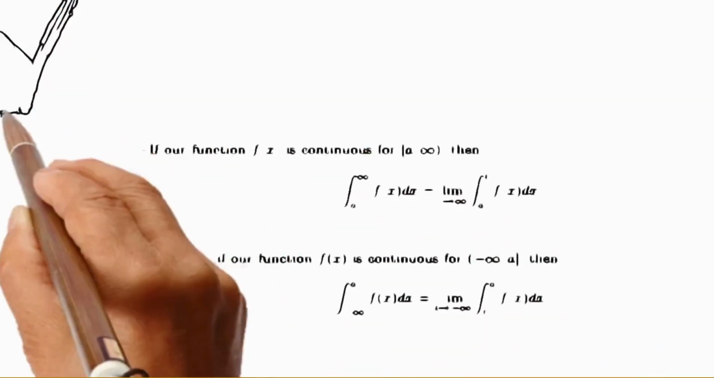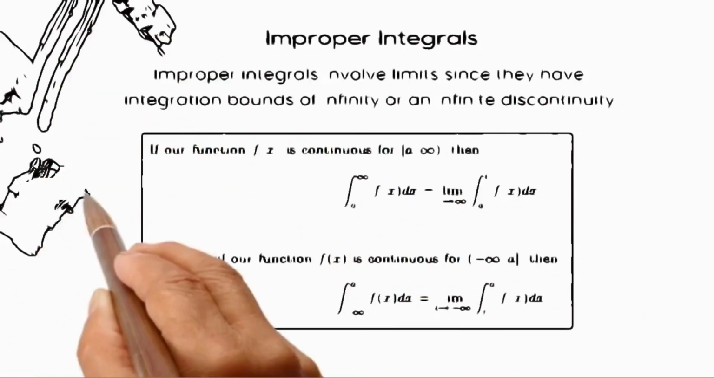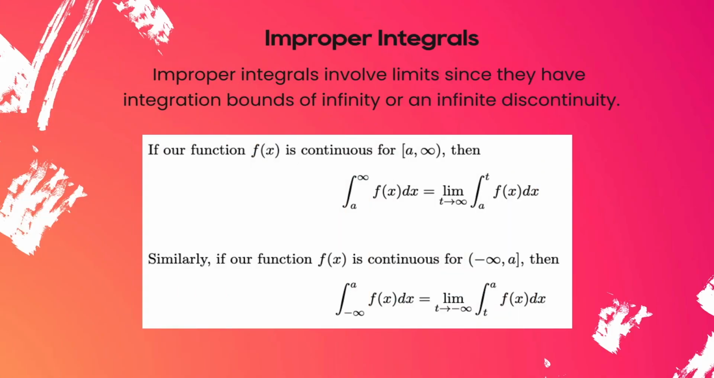Now improper integrals involve limits, since they have integration bounds of infinity or an infinite discontinuity. So this is very important. Please memorize these forms, or you can know them conceptually. Basically, if we have a function f of x that's continuous from a to infinity, and we want to integrate it, then you write a limit and make a variable such as t approach infinity, and then you want to find the integral from a to t of that same function.